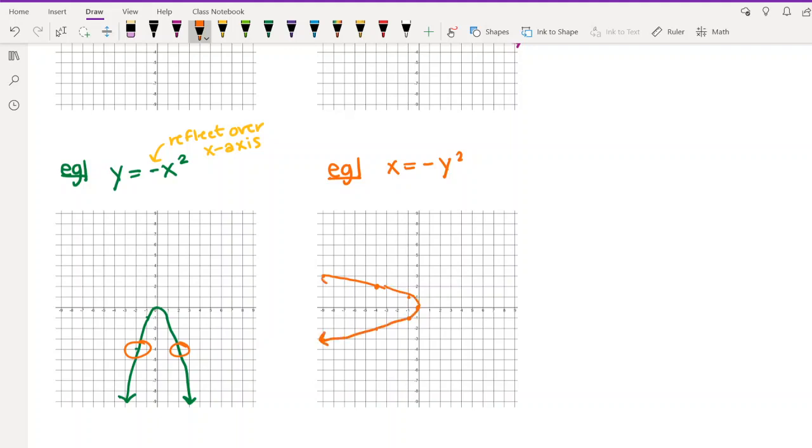So basically what happened here is that this negative sign actually flipped it over the y-axis. But I wouldn't try to memorize that as some new rule of how these transformations work. I think if you can just visualize what y is equal to negative x squared looks like, and then translate that by switching the x and y coordinates, that works.